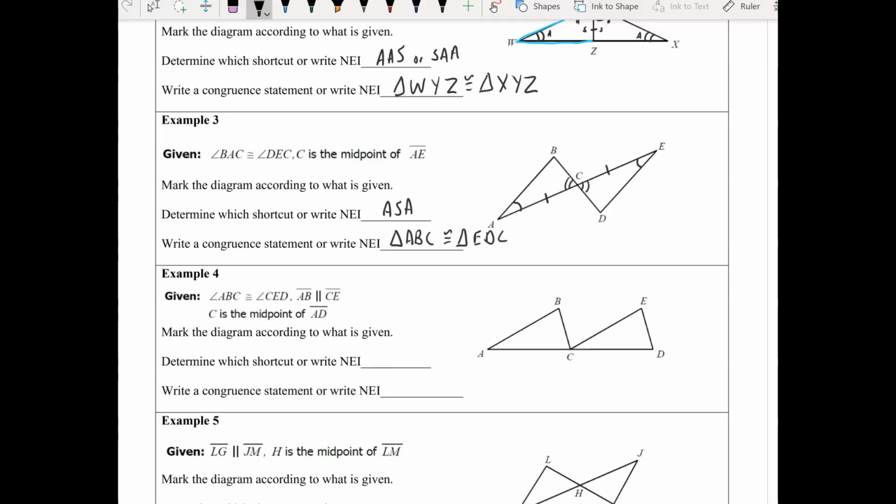Okay, so this one is an angle, side, angle. I marked these in order, so the first thing I marked was this angle in here, BAC. There's BAC, so I put the mark in there. DEC, I see it up here, so I put the mark in there.